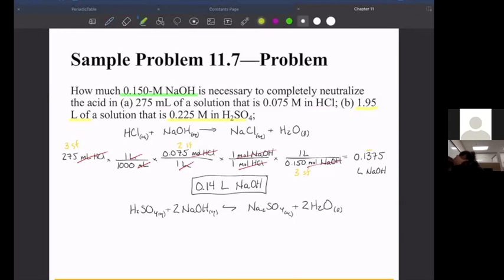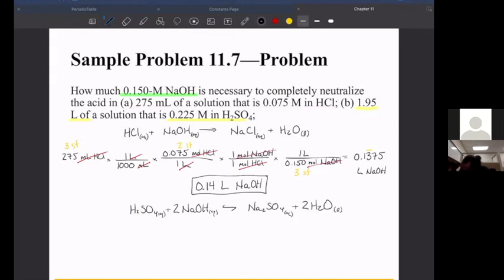So this 2 here means that you have 2 donatable protons compared to just the 1 on my HCl. This is what we call a diprotic acid, meaning it has 2 hydrogens. So it's going to take 2 equivalents of base to neutralize. There's also a triprotic acid, phosphoric acid, that would require 3 equivalents of base to neutralize. So pay attention to that subscript on the acid. Other than that, the setup's pretty much the same.